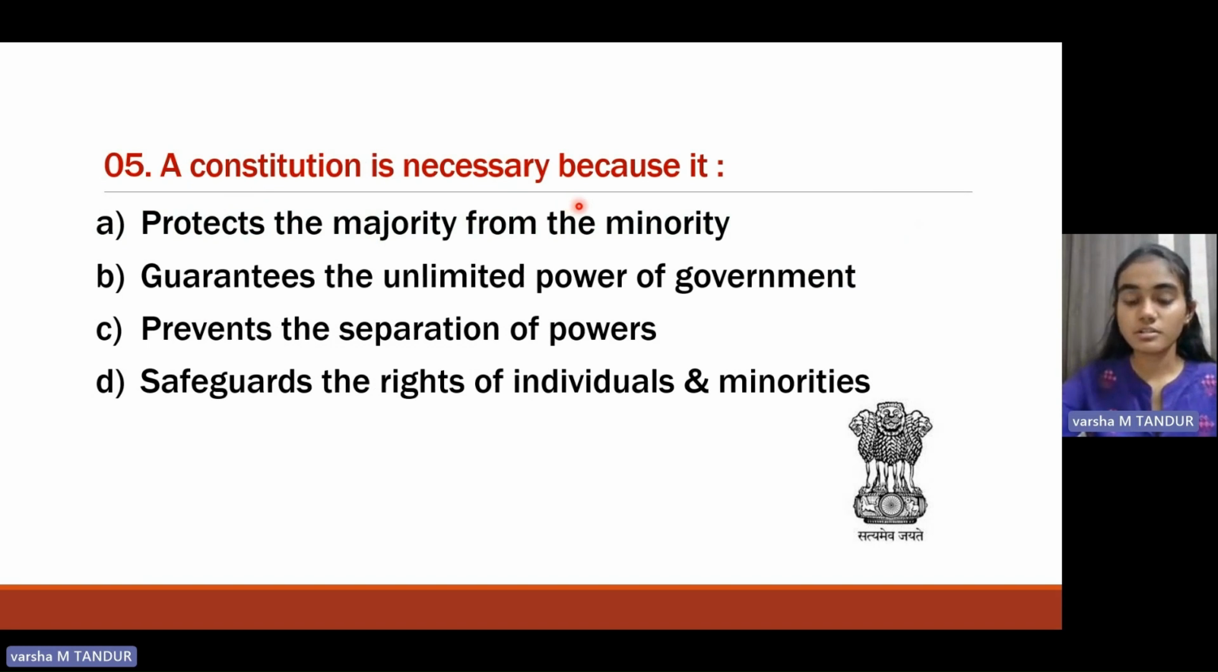Last question in this topic. A constitution is necessary because it protects the majority from the minority, guarantees the unlimited power of the government, prevents the separation of powers. The last option, safeguards the rights of individuals and minorities. So the basic necessity of the constitution is to safeguard the rights of individuals and minorities. So the answer would be option D.